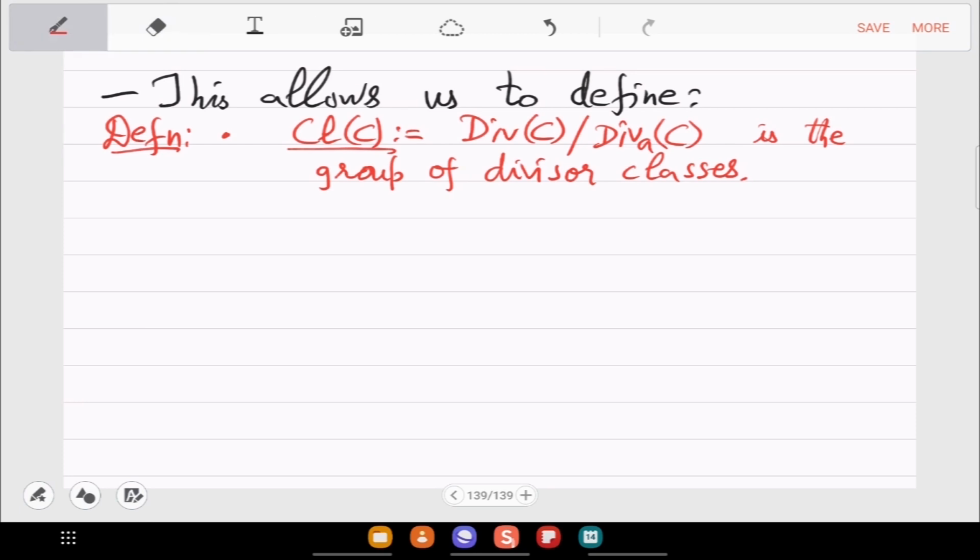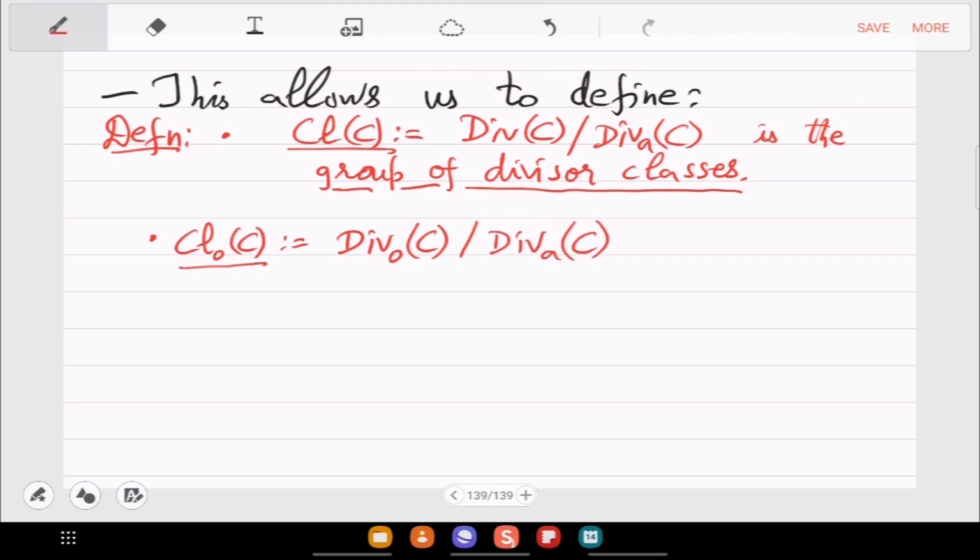So let's erase this. And CL0C is more interesting. We couldn't define this before because we didn't know whether div A is a subgroup of div 0, but now we know. So the degree 0 divisors, which you would have expected in the first instance to somehow connect to rational functions of the curve, right? How close is it actually to functions on the curve? That is measured by CL0, right? So this group is a cornerstone of all of algebraic geometry.